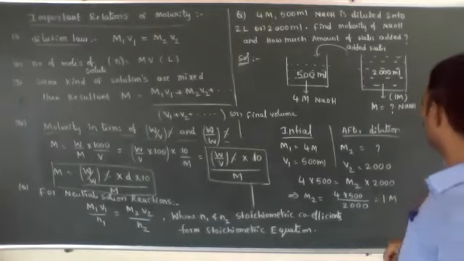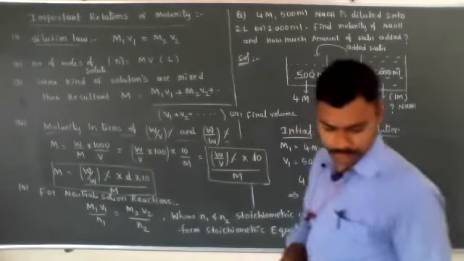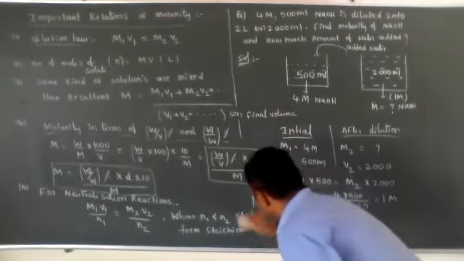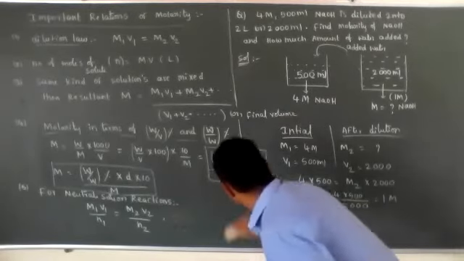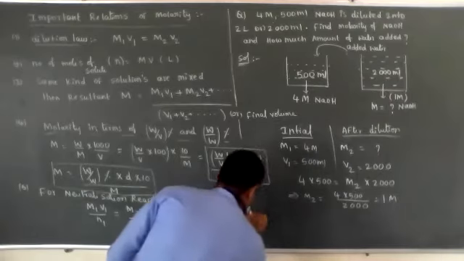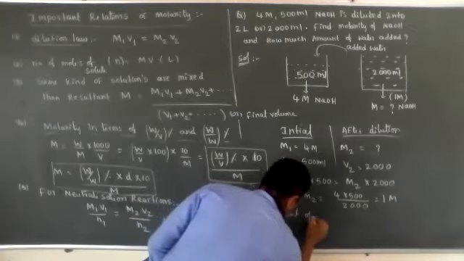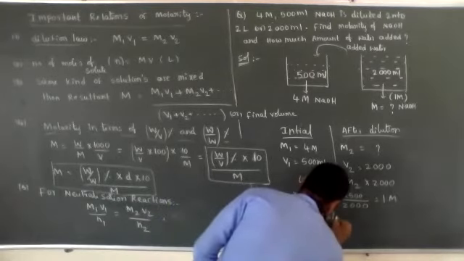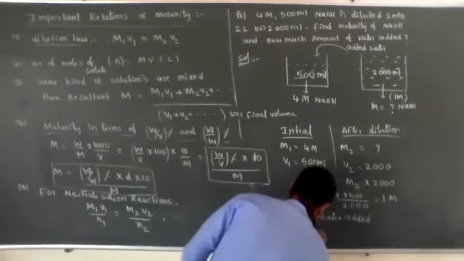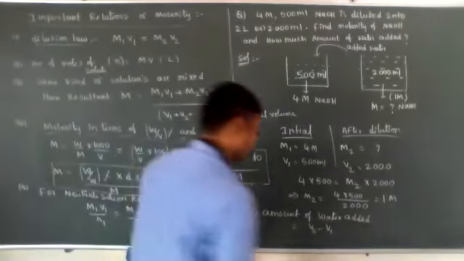How much amount of water was added? The amount of water added is equal to final volume minus initial volume.